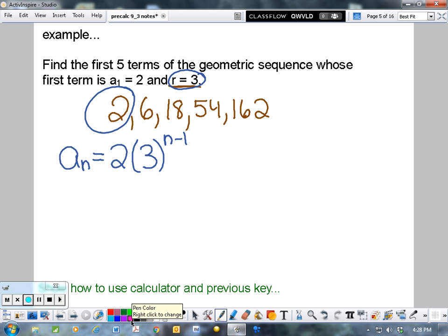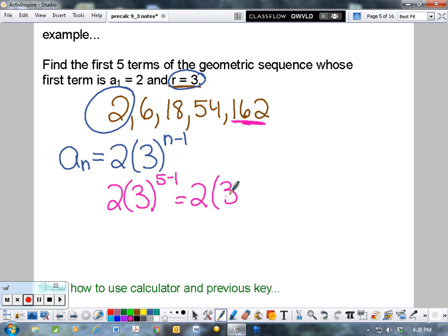So if I plug in 5 here for my 5th term, 2 times 3 to the 5 minus 1. So 2 times 3 to the 4th. So let's calculate 3 to the 4th. That's 81, and then times by 2 gives me 162. So that works, because I just plugged in that 5, and it gave me the correct 5th term. So let's go ahead and try another one.